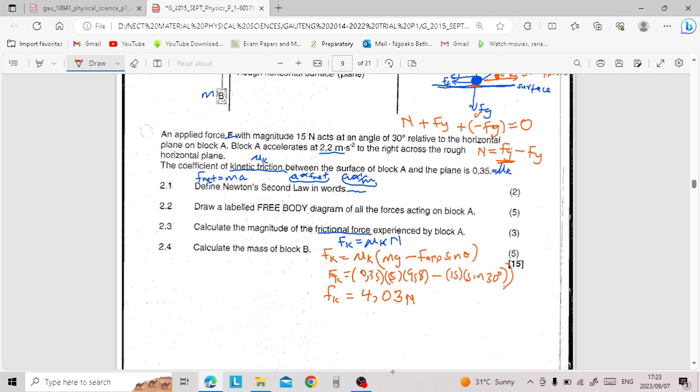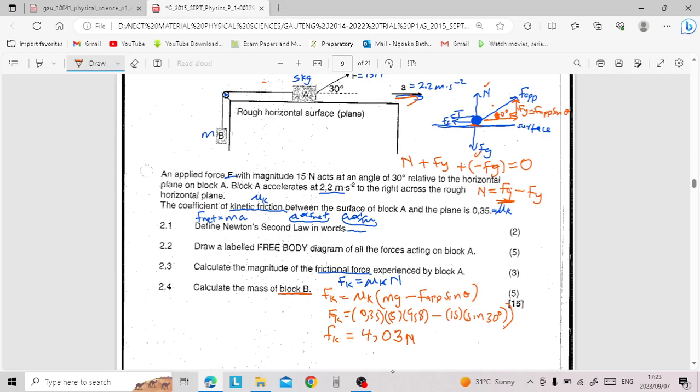Right, next question. Calculate the mass of block B. The mass of block B is unknown, so we need to find the mass of block B, and we also need to find the tension. On block A there are 3 forces acting horizontally, two of which we know, and the other one we find, the tension.